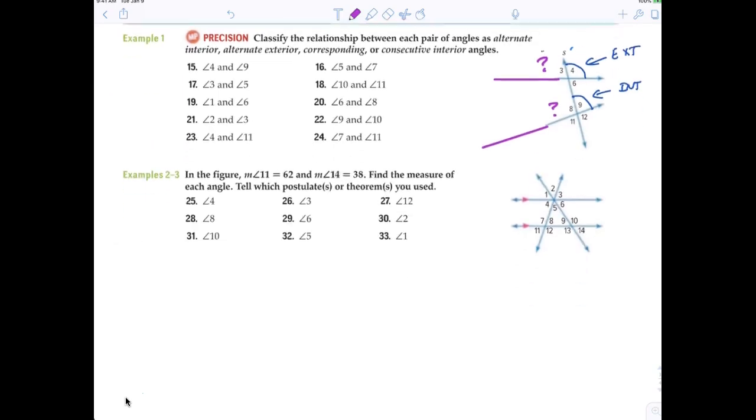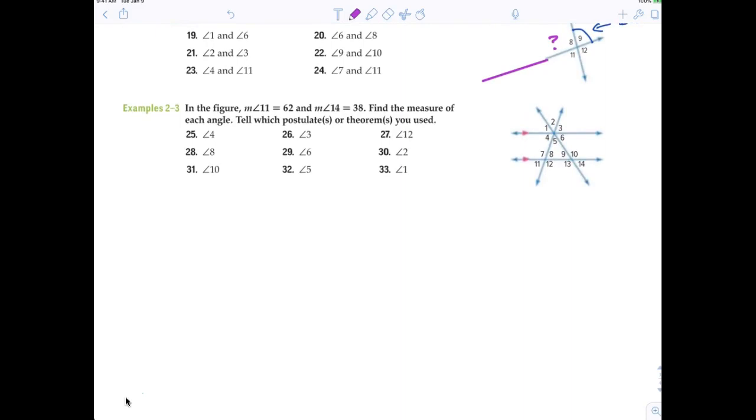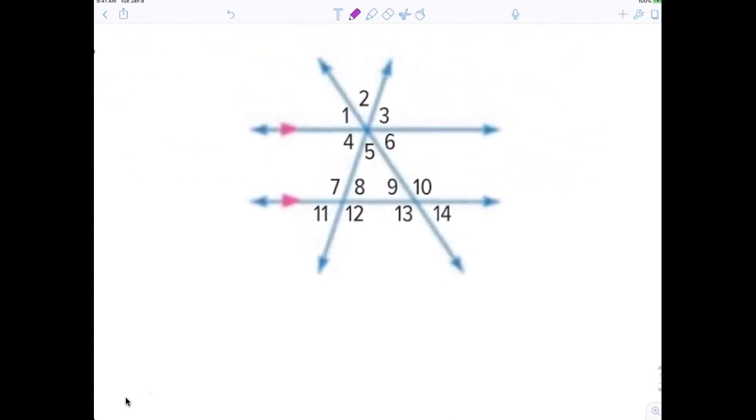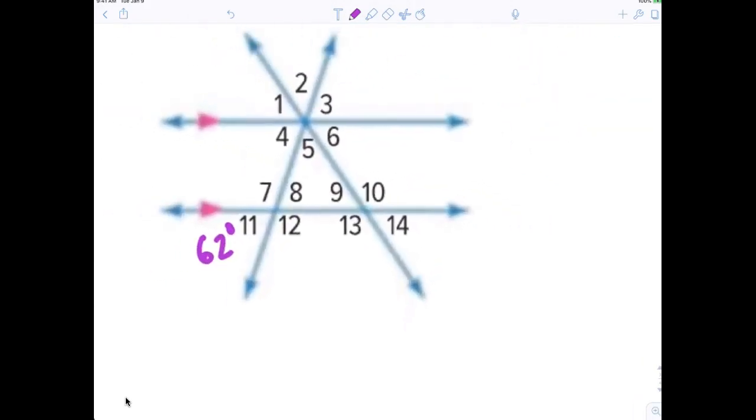All right, let's talk about 25 through 33. This one's kind of annoying, so I'm going to blow it up a little bit. And we're just going to do all of the angles. You can look at the picture and help me. So, angle 11 is 62. So I'm going to put a 62 in here. That's 62 degrees. And then what was the other one? 14 is 38. 14 is 38 degrees.